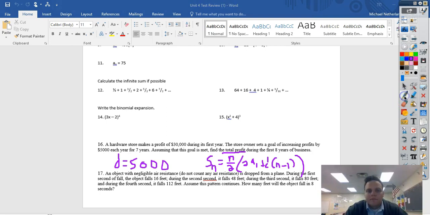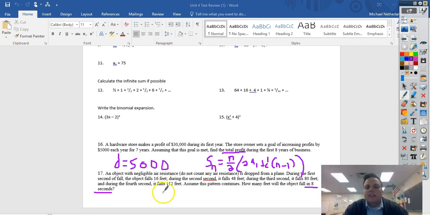Problem 17. An object with negligible air resistance, do not count any air resistance, is dropped from a plane. During the first second of the fall, the object falls 16 feet. During the second second of the fall, it falls 48. Third second falls 80. During the fourth second, it falls 112. Assuming this pattern continues, how many feet will the object fall in 8 seconds? Guys, that means total in all 8 seconds, not just during the 8th second, but during all 8 seconds.